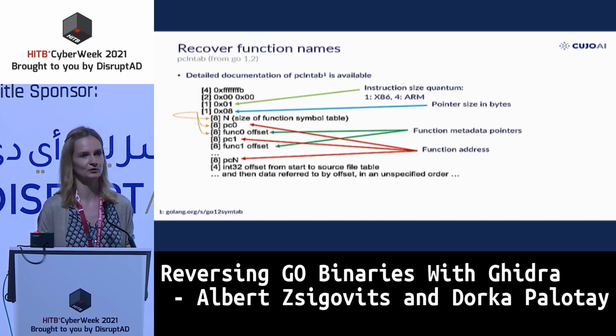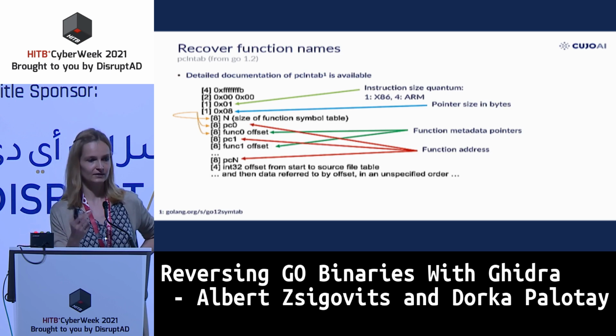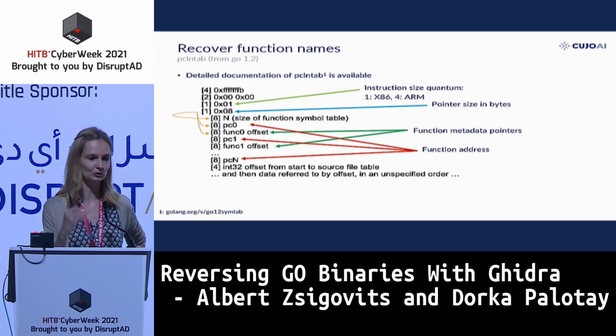From Go version 1.2, there is very nice documentation. The link is on the slide if someone is interested in more details about how the PCLN tab structure looks like. It always starts with a magic value, then 20 bytes followed by the instruction size quantum and the pointer size. And then what is really interesting for us here is function addresses followed by the function metadata pointers. So we have an address of a function and then a pointer to a function metadata table.